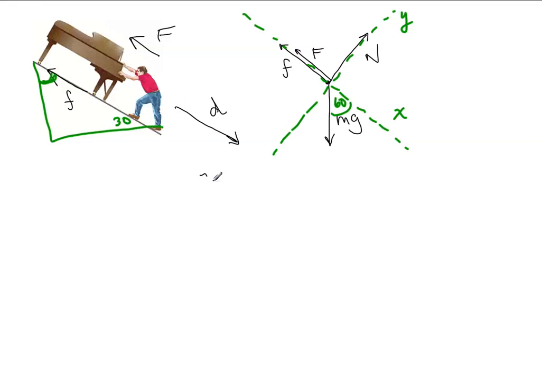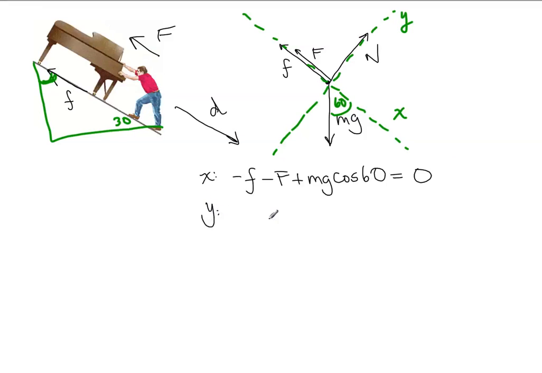The x equation is minus friction, because it's to the left, minus the force of the man pushing, which is also to the left, plus mg cosine 60. It's plus because this force is to the right. It's cosine because I'm doing the x equation. And this has to be equal to 0 because it says in the problem that the man is going to keep the piano from accelerating. That means the acceleration is equal to 0.